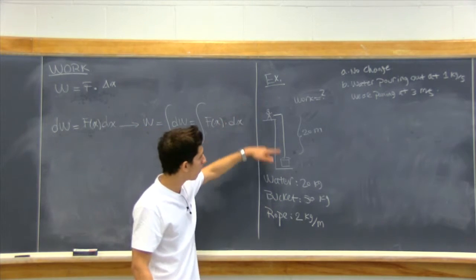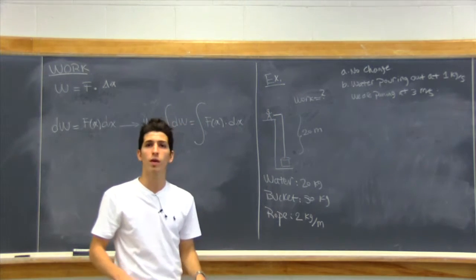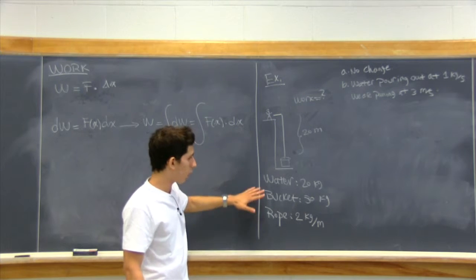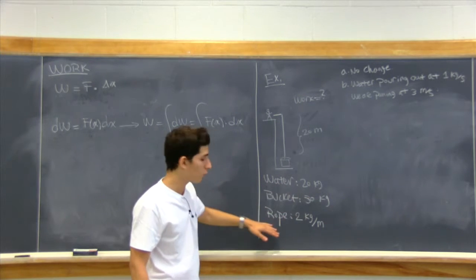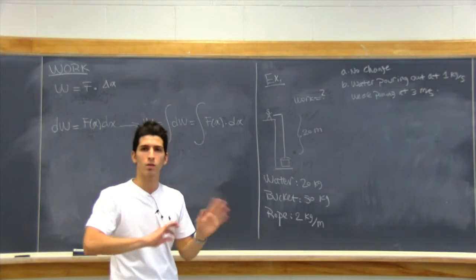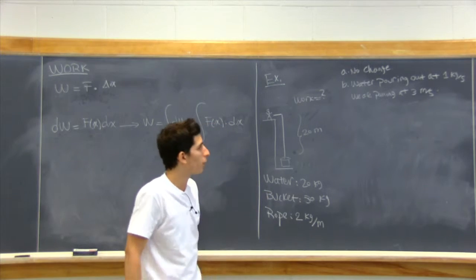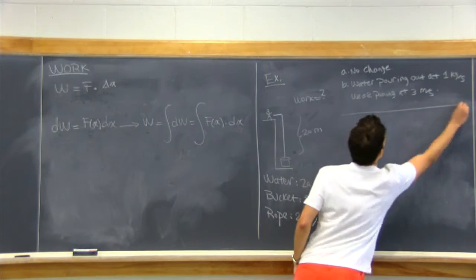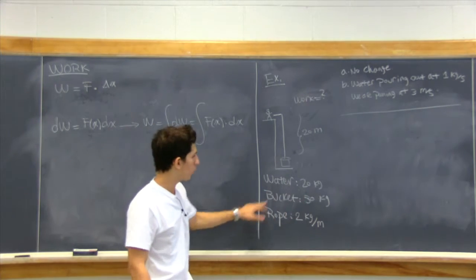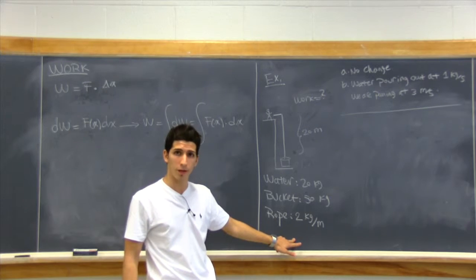So here we have a bucket of water, and we're pulling it up 20 meters, and we're interested in knowing how much work we're doing. Part A, it's basically just the water and the bucket and the rope. And part B, we're going to add another constraint that's going to make it a little more fun. So for part A, we're asked, what is the work if the water weighs 20 kilograms, the bucket weighs 30 kilograms, and the rope weighs 2 kilograms per meter?